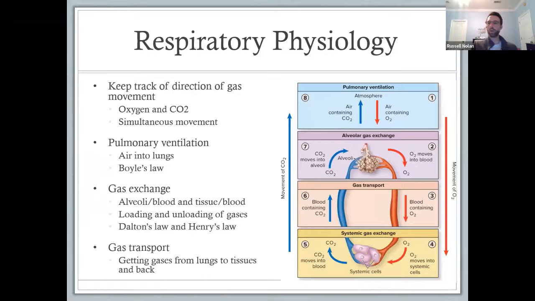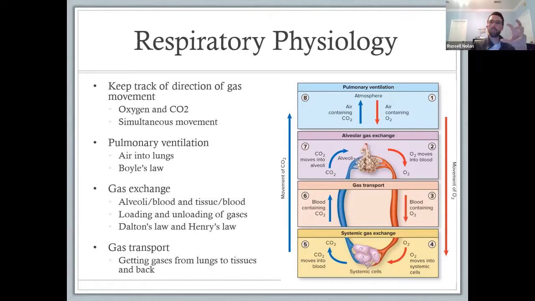And so I want to close just where we started as we walk through the different steps. Pulmonary ventilation, moving the air in and out, literally just getting it to the lungs. Gas exchange, how are we moving it across that membrane? And then gas transport, what are the factors that influence the movement of oxygen and carbon dioxide from the alveoli to the tissues and back?